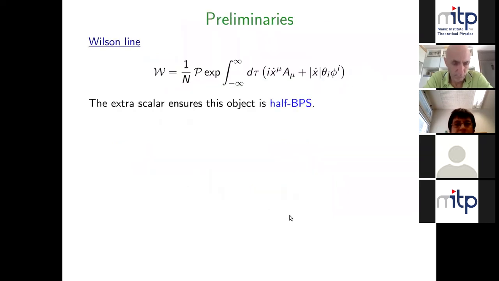Let's discuss in a bit more detail the main characters of our story. This is going to be our Wilson loop, where this theta angle defines some direction in our symmetry space.